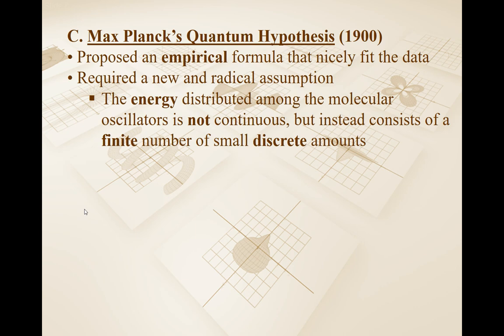I'm going to give a description of this, and I'll show you a picture to explain it. Maybe it'll make a bit more sense. It says the energy distributed among the molecular oscillators is not continuous, but instead consists of a finite number of small discrete amounts.